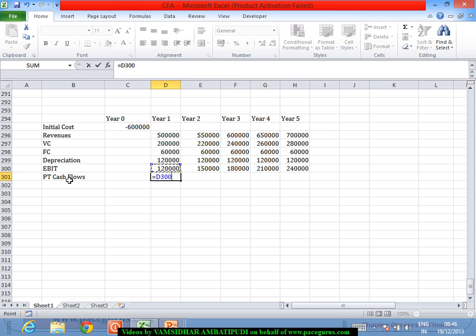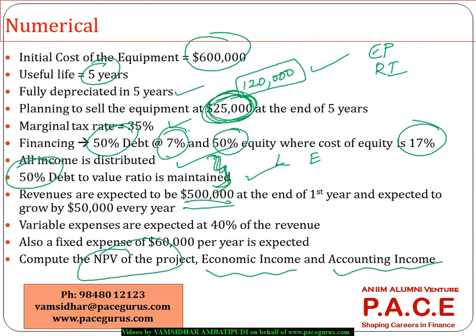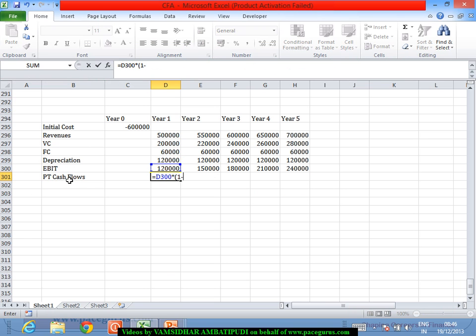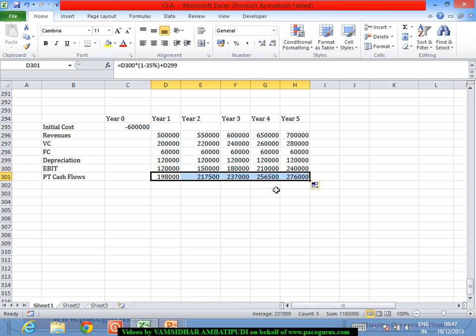So EBIT into (1 minus T), what is the tax rate here? 35%. EBIT into (1 minus T) plus the depreciation is what comes out as the post-tax cash flows from operations. So these are the post-tax cash flows from the operations.